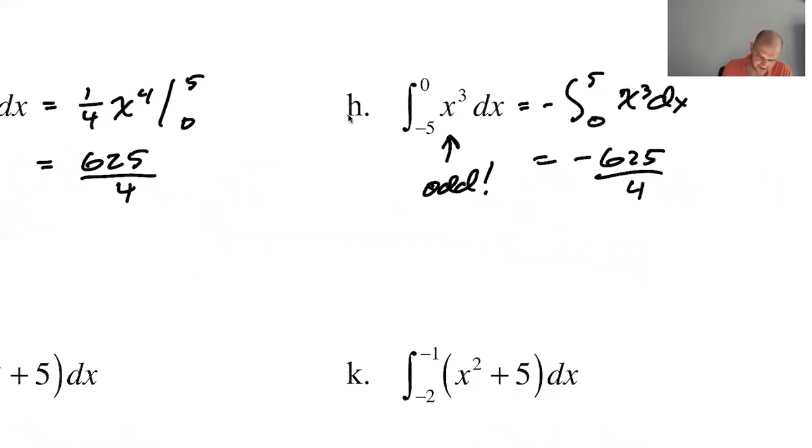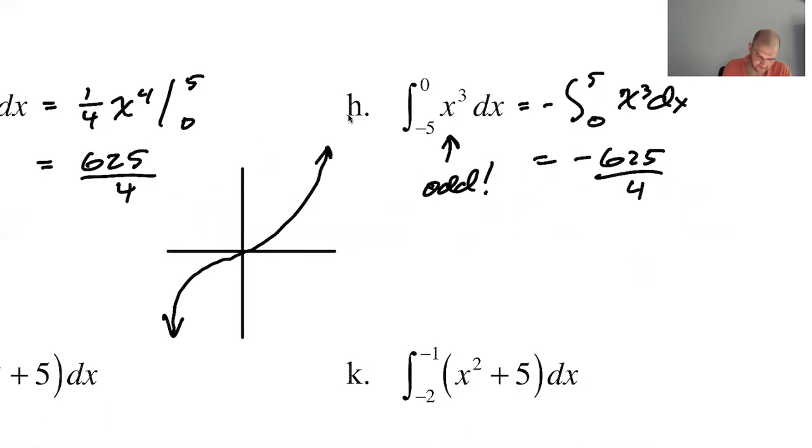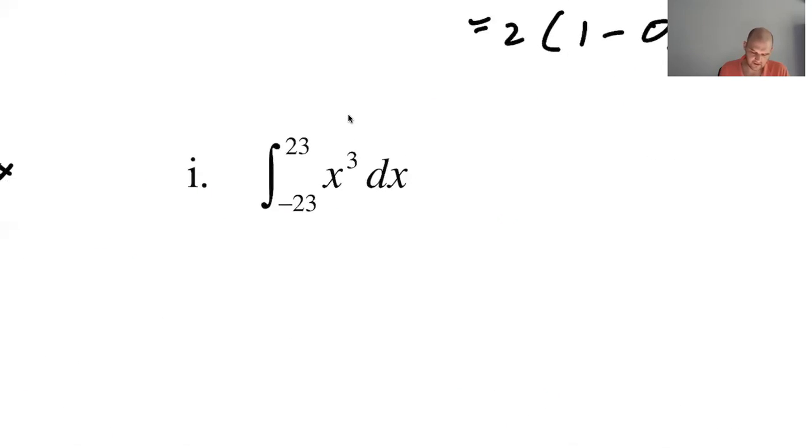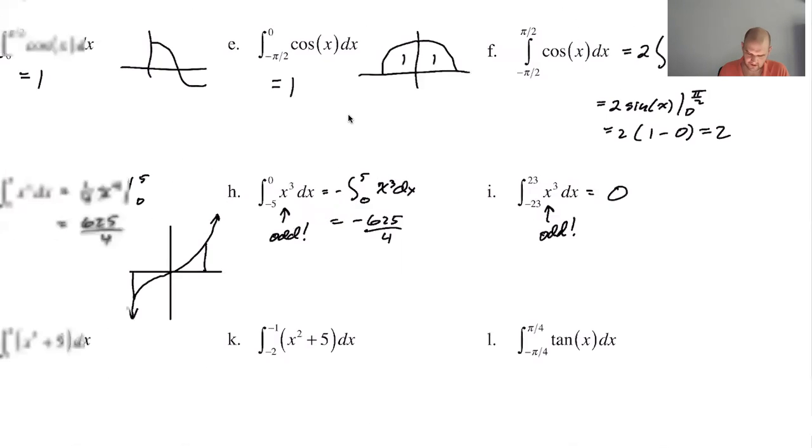You can see that graphically if you choose to make a graph, never a terrible idea. Whatever you get here and here are going to be equal but opposite. If one of them is 625 over 4, the other one has to be negative 625 over 4. Odd, thankfully, because who wants to deal with that? So this is just 0. Symmetric bounds, odd function, definitely getting 0.